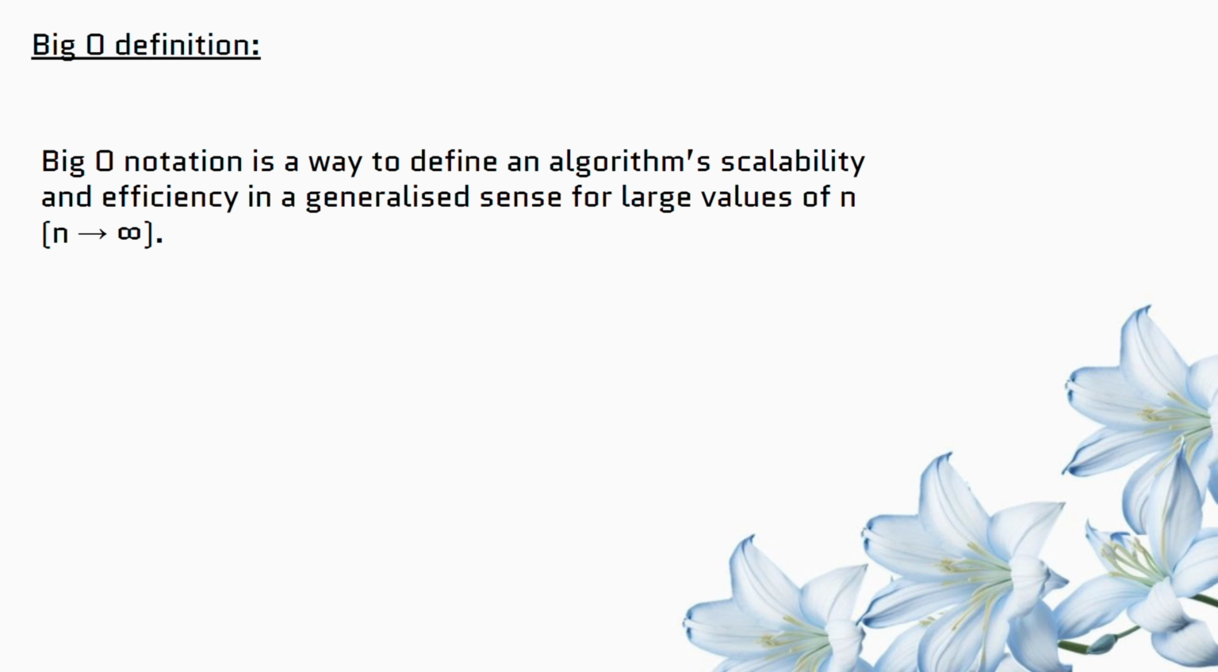So what is big O notation? It's a way to define an algorithm's scalability and efficiency, and it's in a generalized sense. But why is it generalized? Well, since we're dealing with large values of n, as n tends to infinity, we only want to care about the highest order term. If an algorithm has n squared minus n worst case comparisons to fully execute and finish, we only care about this highest order term as n grows because that's going to be contributing the most to the final result. So the big O would be O of n squared. We only care about the highest order term, and that's why it's generalized.